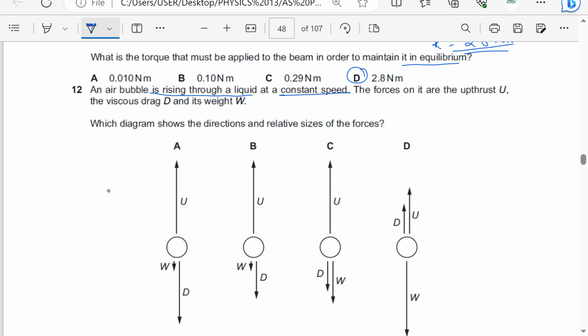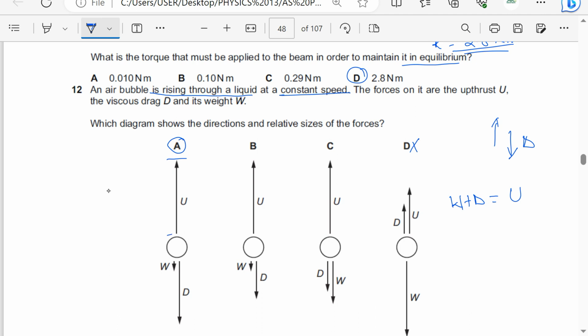So it means we eliminate D. Because movement is upwards, the drag must be downwards. So D must be downwards. So we eliminate part D. Then the resultant, remember, should be 0. So the weight acts downwards plus the drag downwards should be equal to the upthrust upwards. When I add the weight and the drag, I should get the upthrust upwards. So when you measure the magnitudes and combine, you notice that the answer is A.